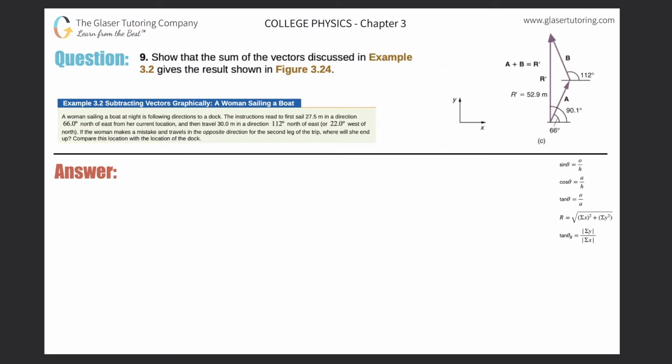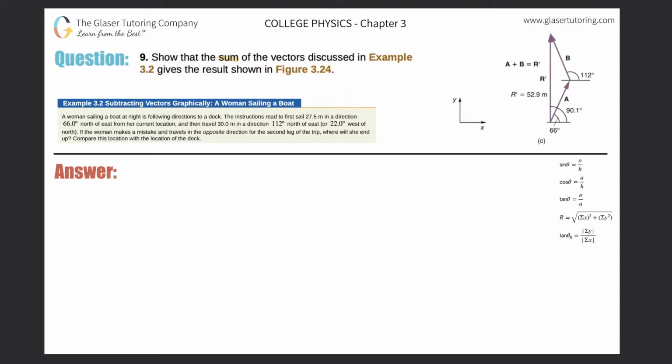Number 9. Show that the sum of the vectors discussed in example 3.2 gives the result shown in figure 3.24. All right, so I copy and pasted example 3.2 here, and figure 3.24 is over on the right-hand side. But just pretend that we don't have the figure yet, and let's just see what we can do when we read through the example.